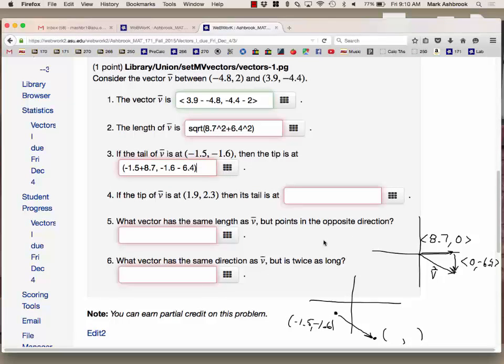Okay, and so then similarly, if the tip is at 1.9, 2.3, then where's its tail? So the tip's at 1.9, and we know this vector has a change of 8.7. So what are we going to do? We're at 1.9, and it's like we're going back to the tail, right? So it'd be 1.9 minus 8.7. So with these components of vectors, the key is that there are changes in x and changes in y. If you're at 1.9, then you go back 8.7, you'll be at your starting point, right? And then same with 2.3 minus negative 6.4.